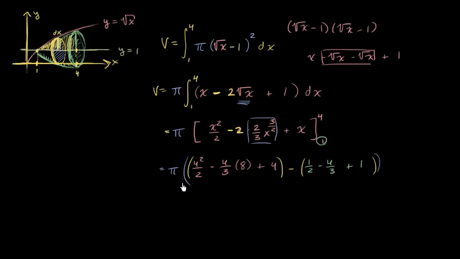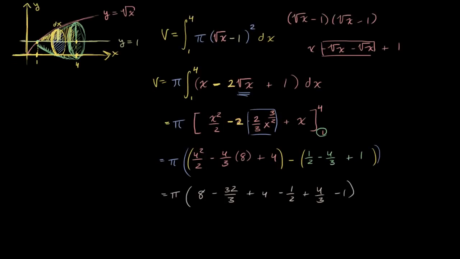And so let's simplify this. This is going to be equal to pi times, well, 4 squared over 2, that is 16 over 2, which is equal to 8. And then you have 4 times 8, which is 32 over 3. So minus 32 over 3 plus 4. And then you have minus 1/2. We're just distributing the negative. Plus 4/3. And then you have minus 1. And now we just have to add up a bunch of fractions to simplify this thing.